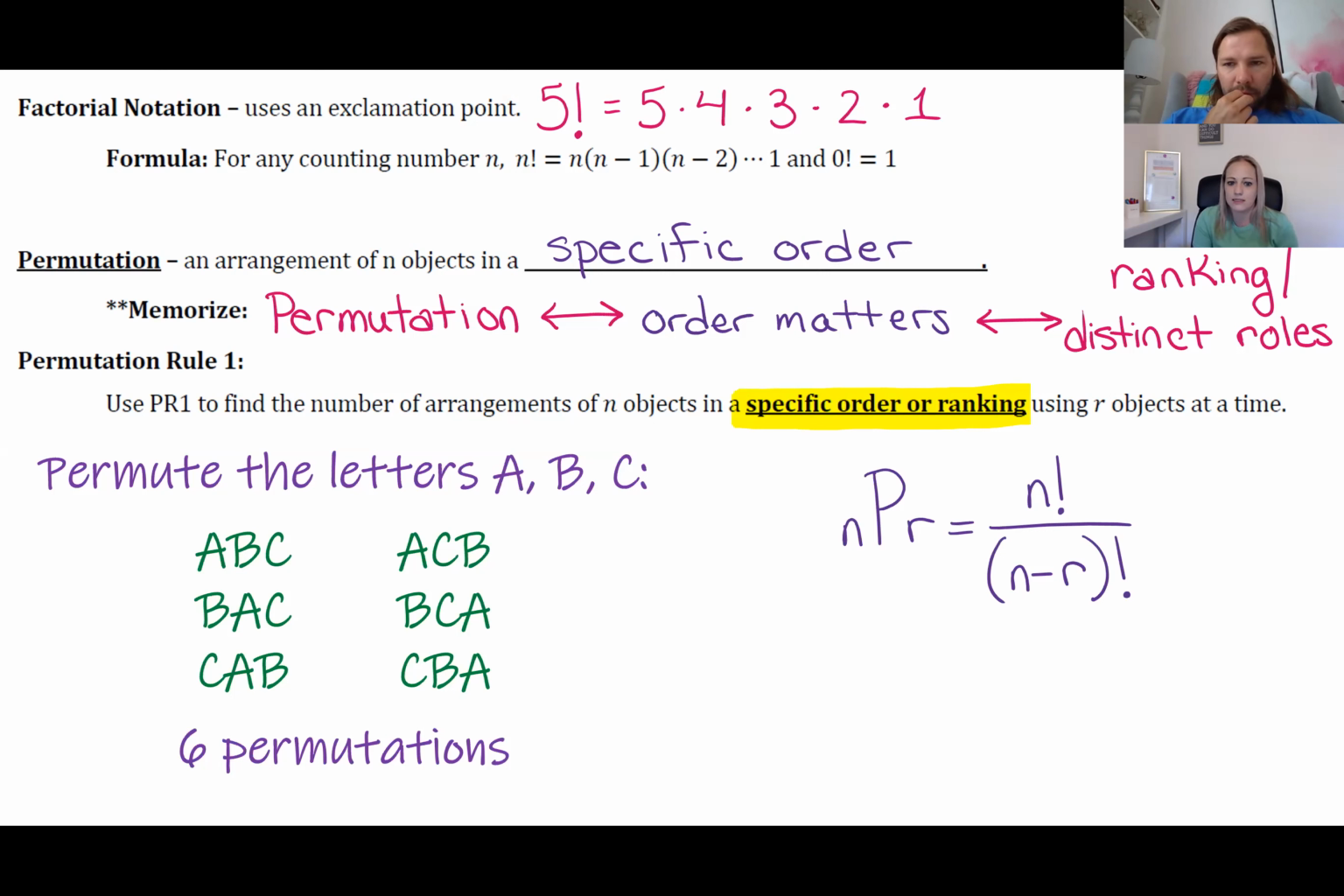So let's do an example. For this ABC example, the n was 3 and the r was 3, right? Correct. So in this case, you get 3 factorial on top, which is 6, and on the bottom you get (3 minus 3) factorial, which is 0 factorial, which is 1. So you end up getting 6 over 1. So it worked out in this case anyways.